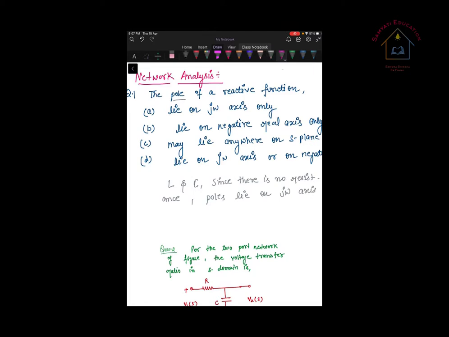The J omega axis is the imaginary axis, that is J omega, and this is sigma. It is called real and it is called imaginary. So the poles of a reactive function lie on this axis. The correct answer will be A, lie on the J omega axis.